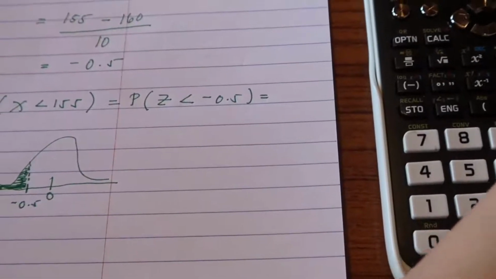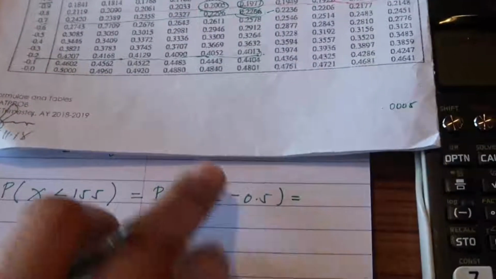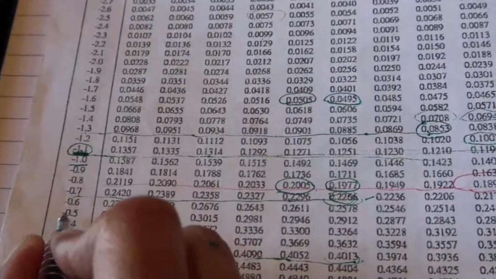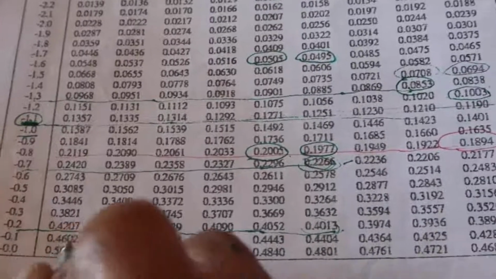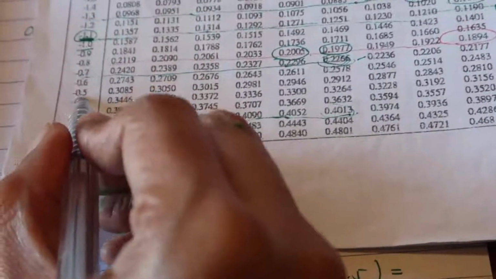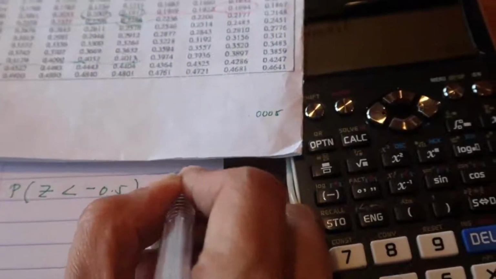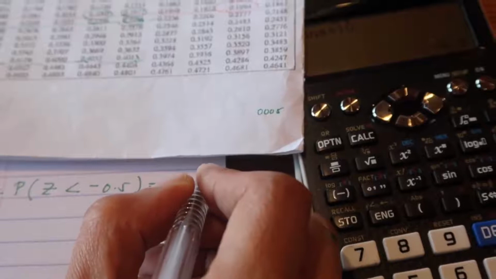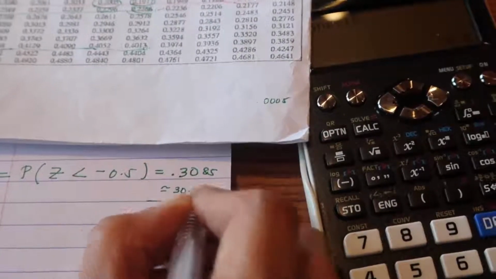In getting the area, get the table. Negative 0.5, negative 0.5 here. So the area or the probability is 0.3085, which is the same as 30.85%. So they are both the same.